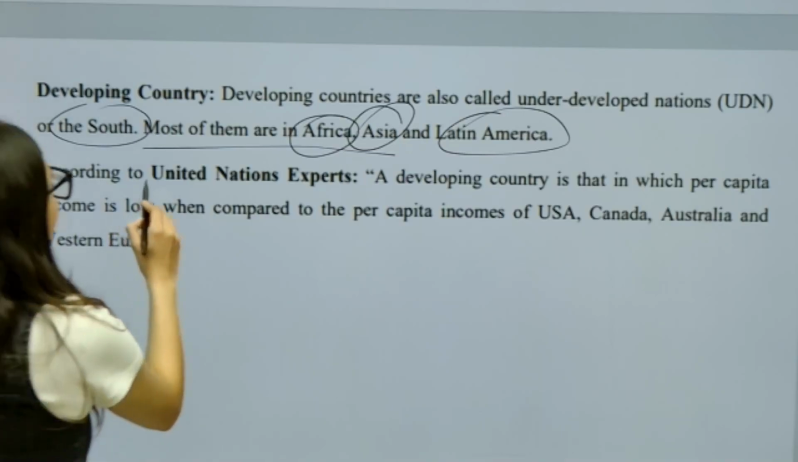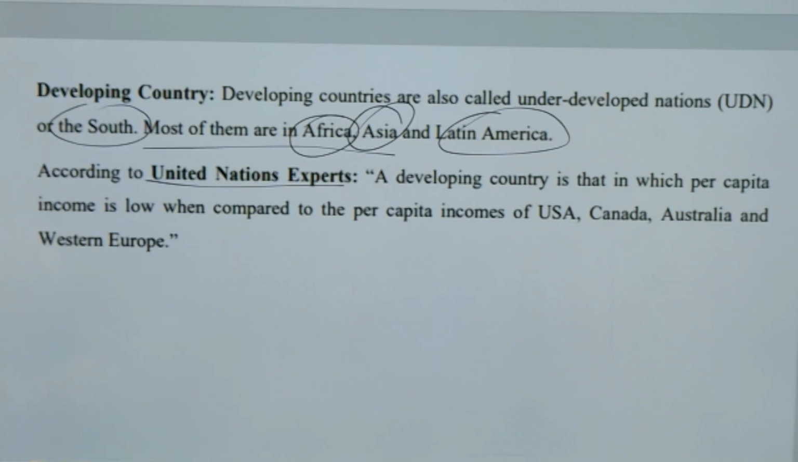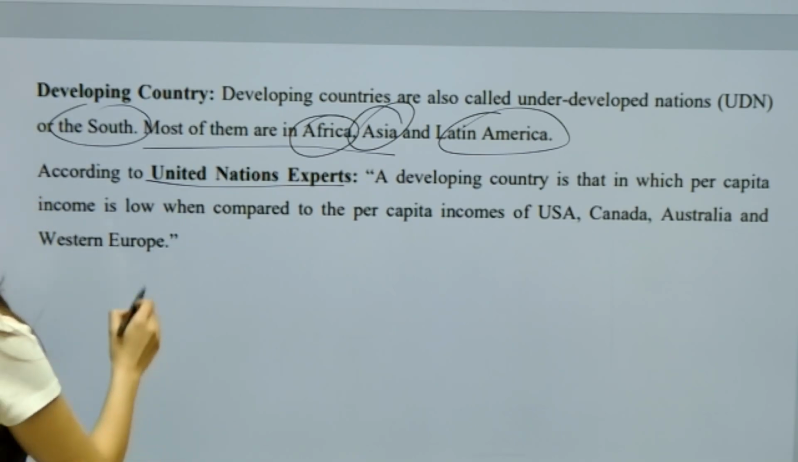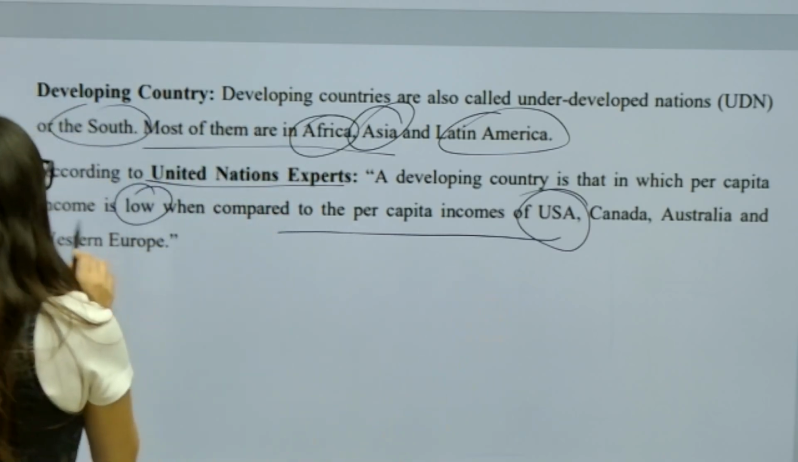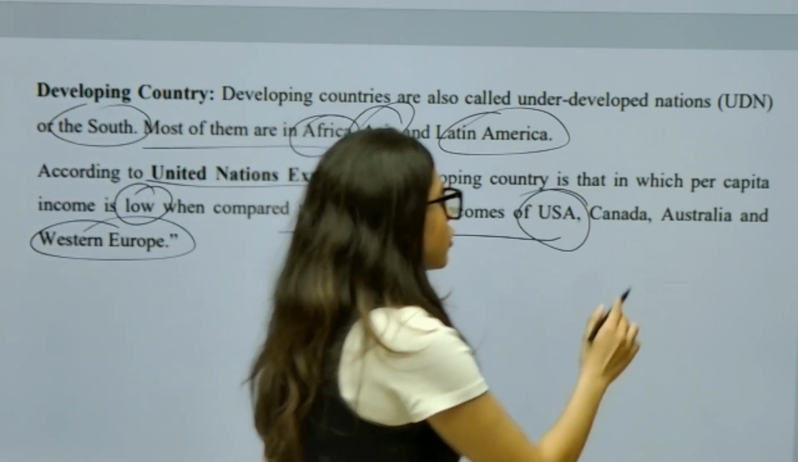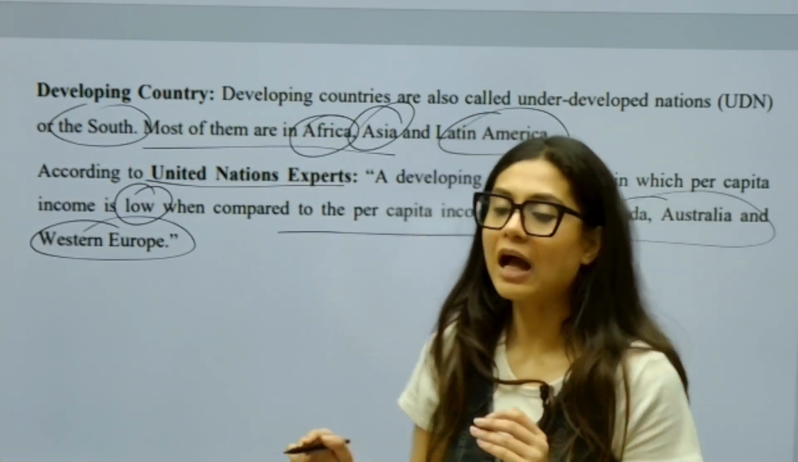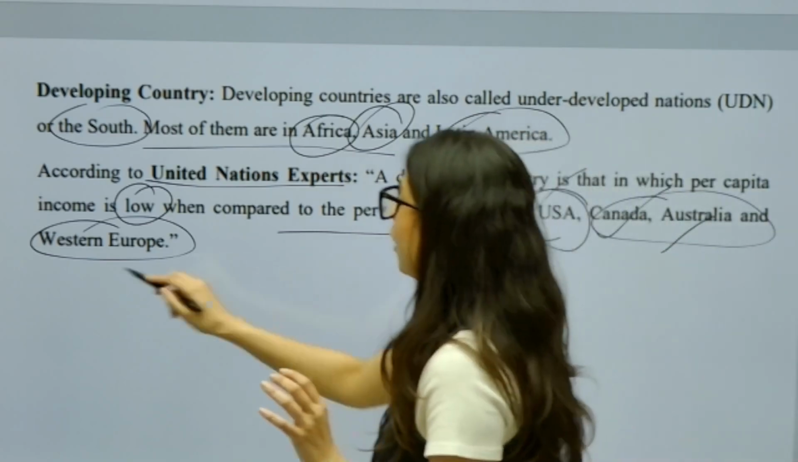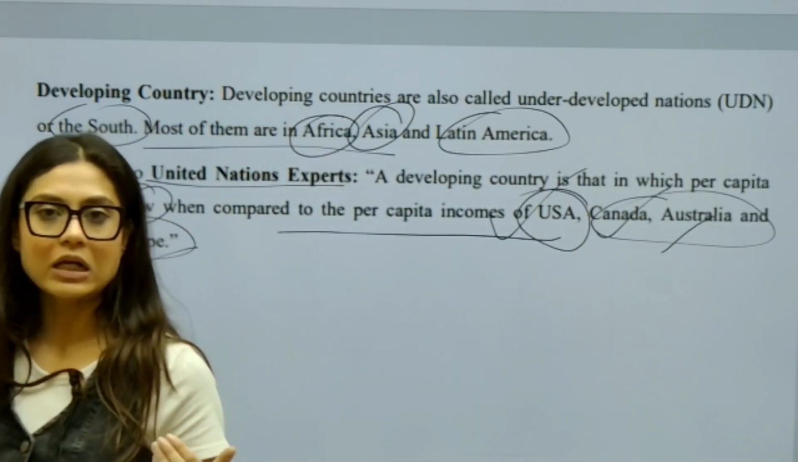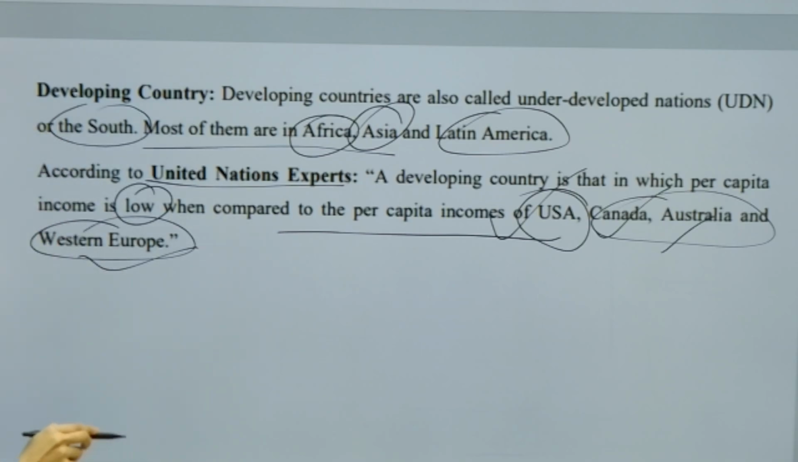According to UN experts, a developing country is one in which per capita income is low when compared to the per capita incomes of the USA, Canada, Australia and Western Europe. So to set the bar for comparison, we have countries like the USA, Canada and Australia, so that we can compare our incomes with theirs.